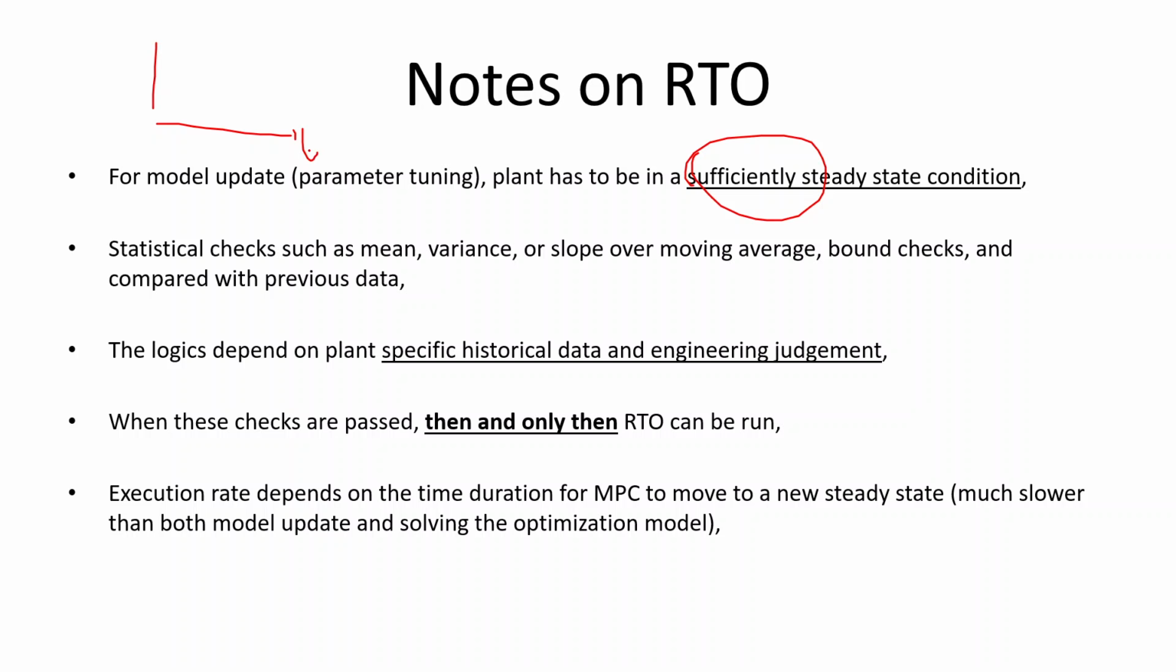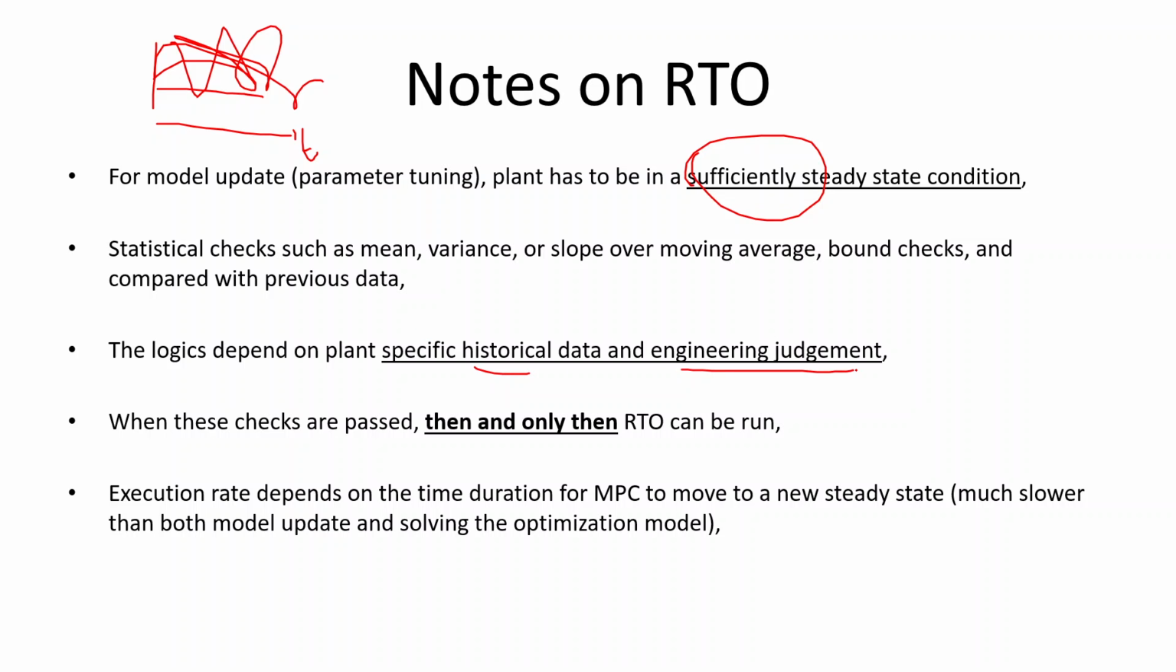So over time, is the mean value constant, or is the variance also constant, and so on and so forth. So we will have to do a statistical analysis on the data during this time period. If this is okay, then we will use this data to update our model. If during this time period it goes like this, then we will not use this data. And all of these logics obviously depend on your knowledge of the plant itself, the historical data, and also your engineering judgment.